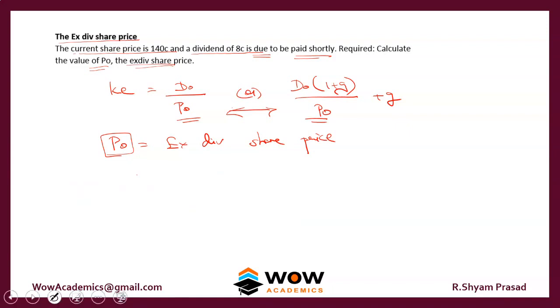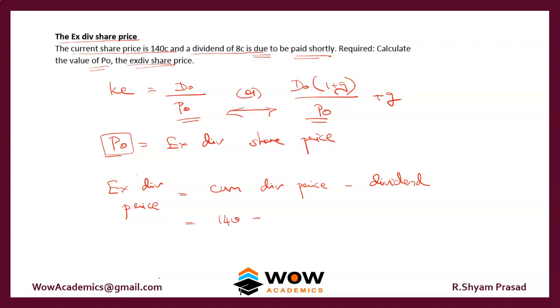So we'll work out this problem. In this problem, he's asking you the X dividend price. The formula works like this: get the cum dividend price minus the dividend. So the cum dividend price is 140 cents. Dividend is 8 cents. So the X dividend price is 132 cents. Okay. So this is usually a part of a lengthier problem.